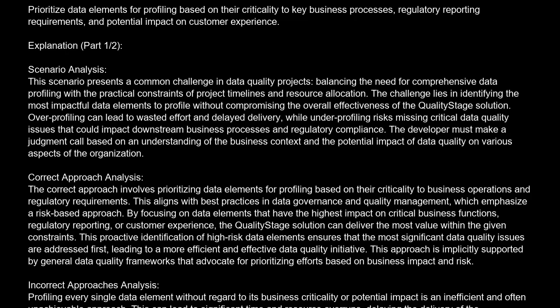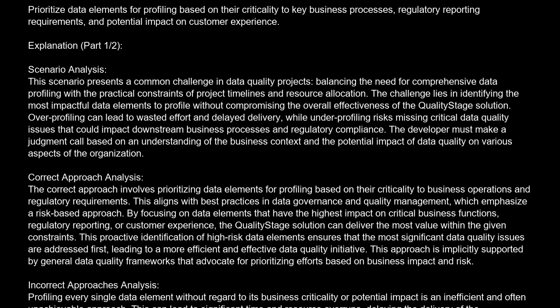Correct answer is B. Prioritize data elements for profiling based on their criticality to key business processes, regulatory reporting requirements, and potential impact on customer experience. Explanation. Scenario analysis. This scenario presents a common challenge in data quality projects, balancing the need for comprehensive data profiling with the practical constraints of project timelines and resource allocation.